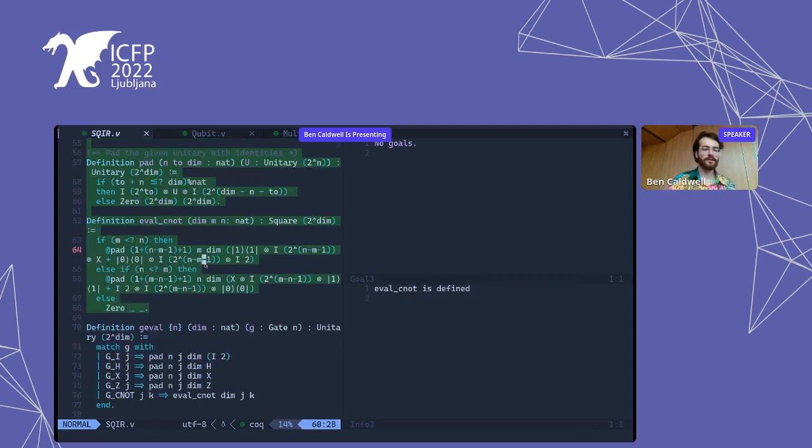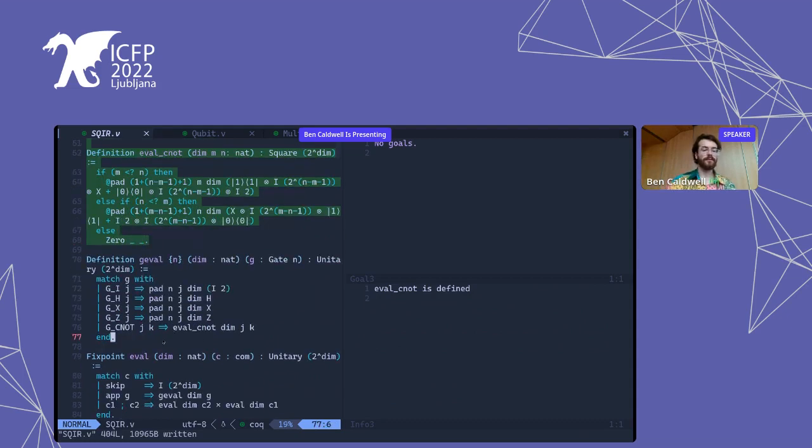Right, and so CNOT is kind of the first thing that uses this, and this is quite a complicated version of CNOT. There's simpler ways to do this, but what this lets us do is a CNOT between any two wires. And it uses padding to make sure everything works out correctly. And in the same way, if the dimensions aren't followed, then it will just return a zero matrix.